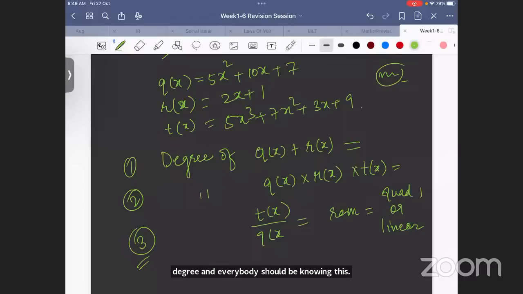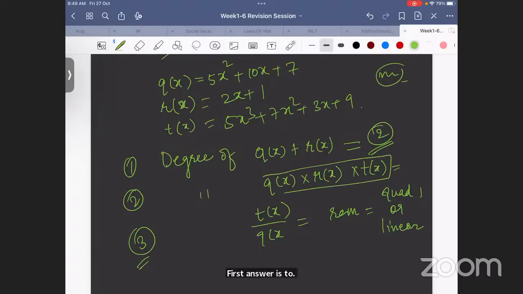3. 2. Okay. First, the answer is 2. Anybody has any issue in this? The degree of q(x) plus r(x), no issue? Okay. Now multiply all 3. What should be the degree?